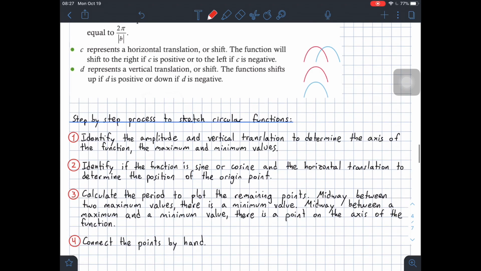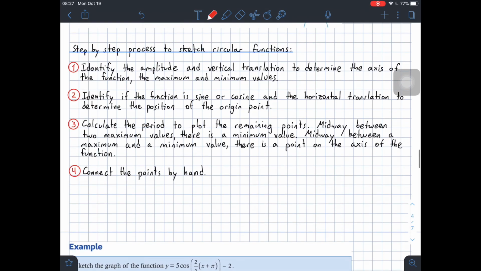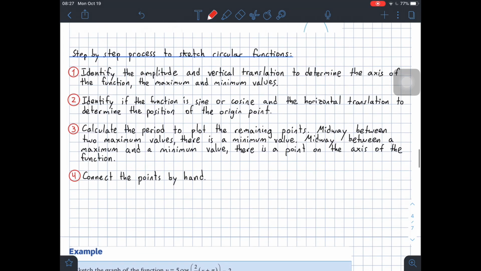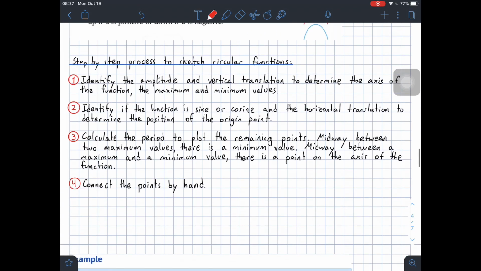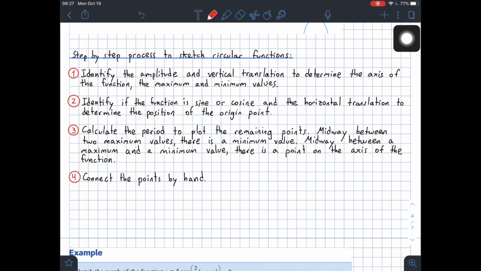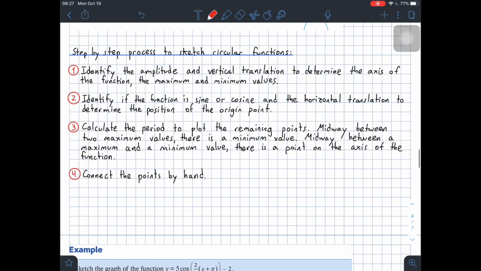Okay, so the following part is a step-by-step process to sketch any type of circular function. This is very important for you to know in case of paper 1, where you're not allowed to use your calculators. So these are some steps to follow. Number 1, it says, identify the amplitude and the vertical translation to determine the axis of the function, the maximum and minimum values. Number 2, identify if the function is sine or cosine, and the horizontal translation to determine the position of the origin point. Number 3, calculate the period to plot the remaining points.